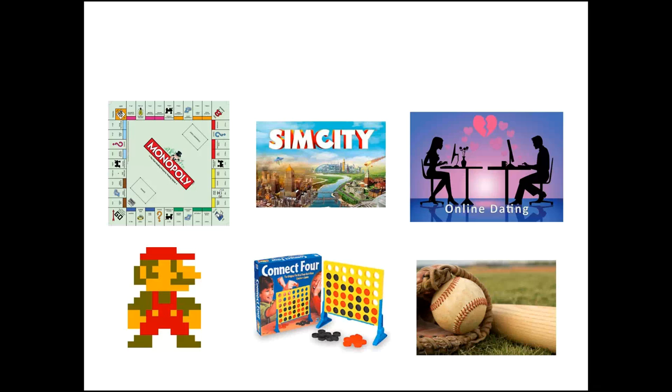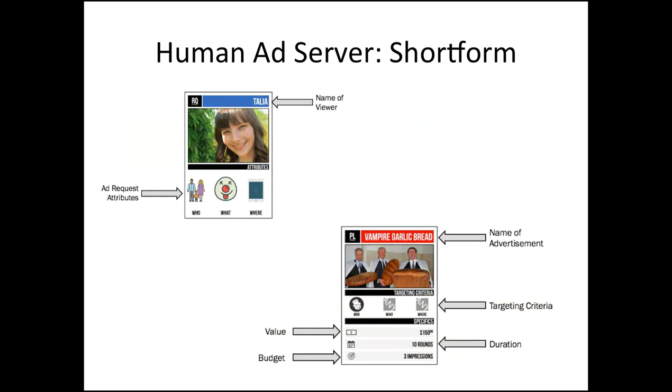All right. Now I'm going to give you a crash course in Human Ad Server. We've just talked about why we built this and why games are really effective, and now we're going to talk about Human Ad Server specifically. So this is Human Ad Server. It's ultimately a matching game. There's two types of cards. One type of card has symbols on it. You have to match it with the symbols on the other card.